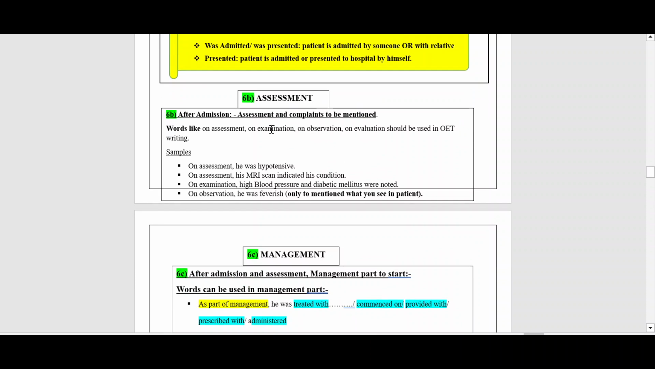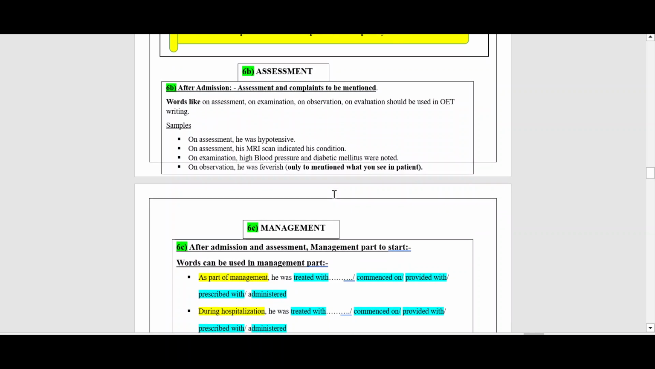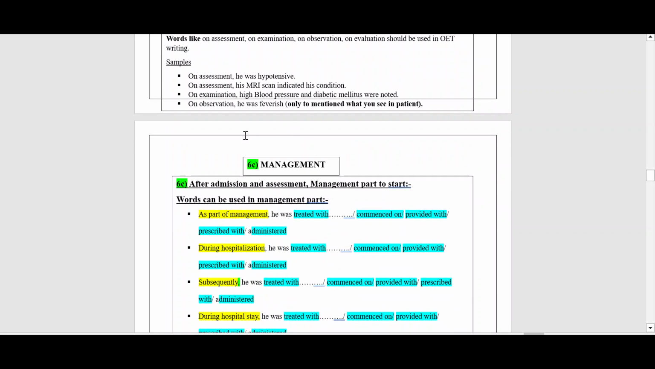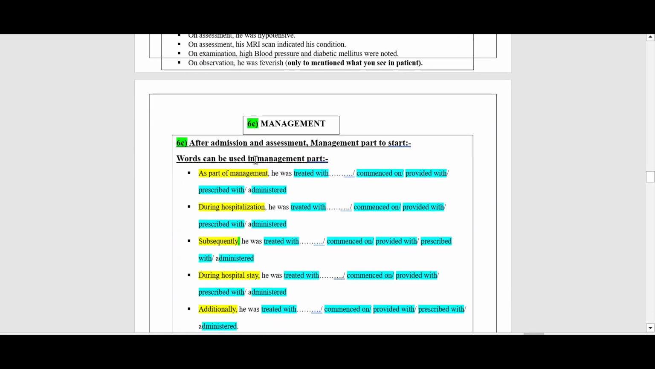And now assessment. On assessment, after the admission, you will do an assessment, right? On examination, what did you find? On observation means visual, right? On evaluation, what investigation did you do and what did you find? On assessment, I have given a number of examples here. You can mention that. On observation is only to mention what you see in the patient, okay? Not with the assessment.